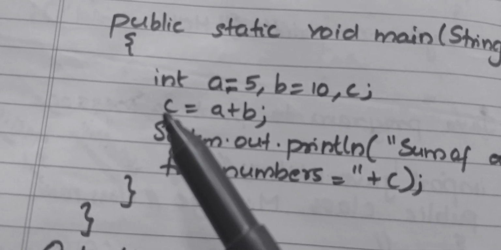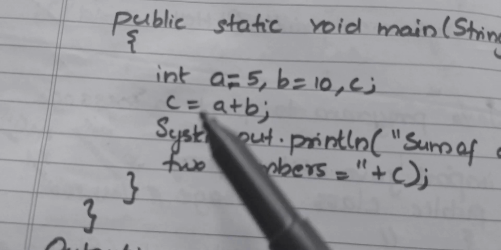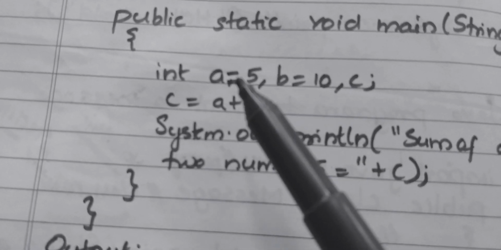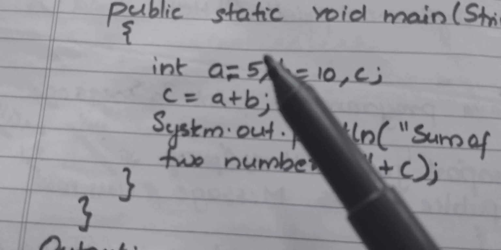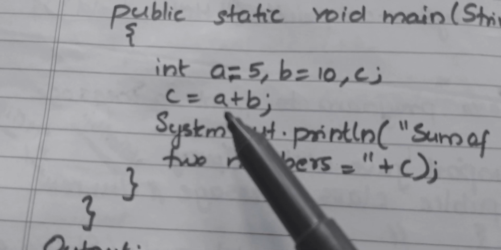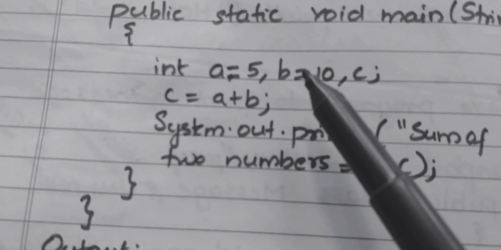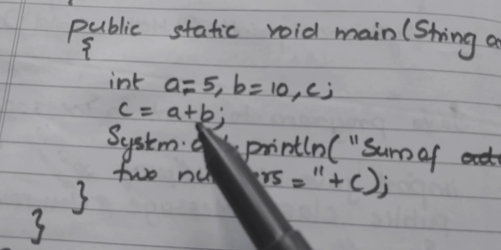Here what is C? C means the resultant variable. The result comes in the variable C. So what is the result we want? We want to add these two numbers, 5 plus 10. Now 5 is in which variable? A. So you give the variable name A. Then what is the purpose we want to do? Addition. So we have given the addition operator, A plus.